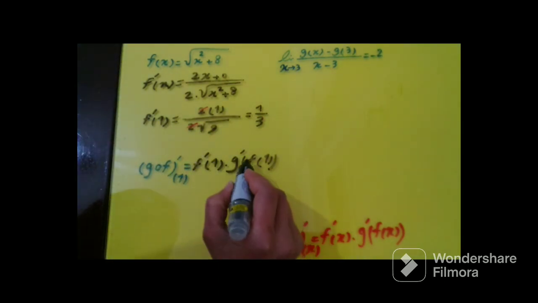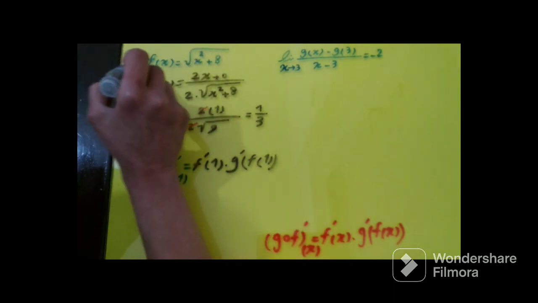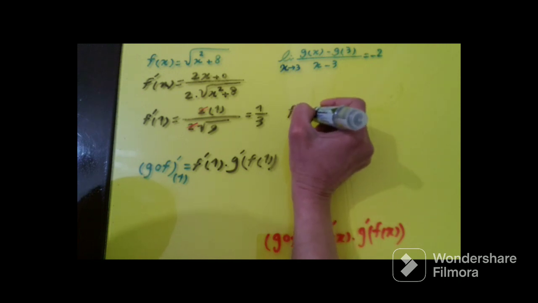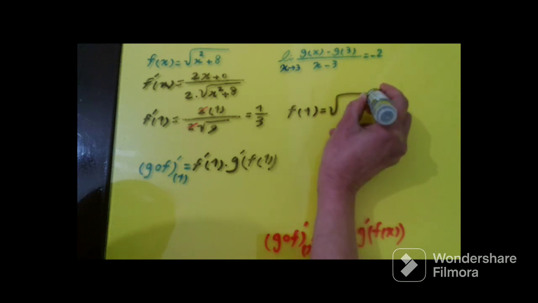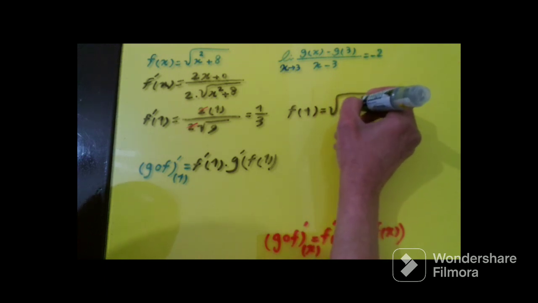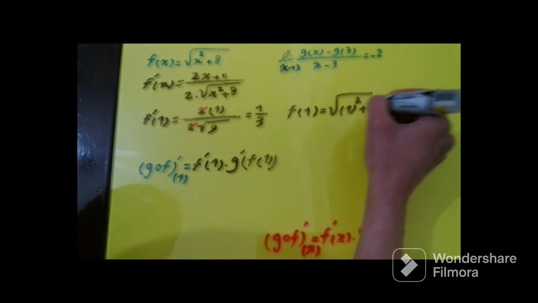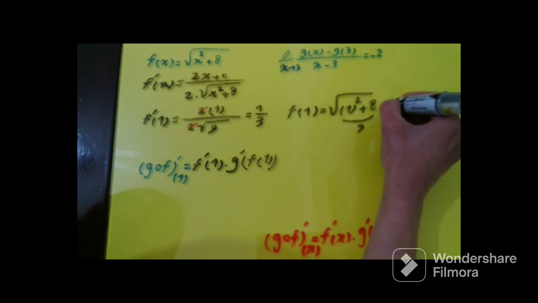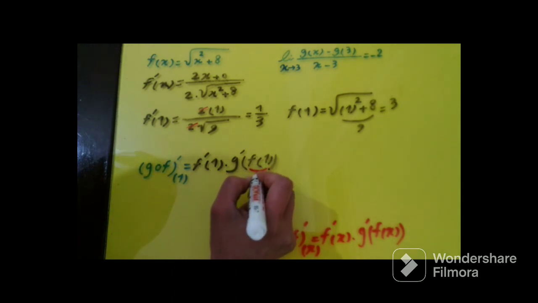Now we should find f of 1. So we should replace 1 instead of x in this function. It's f of 1 equals square root of 1 to the 2 plus 8. It's 9. So in the end, it's 3. So f of 1 is 3.